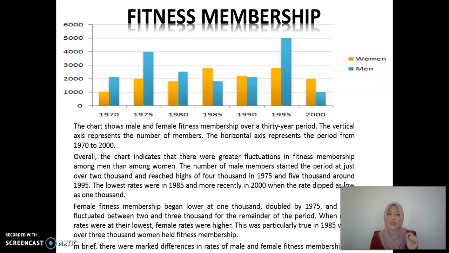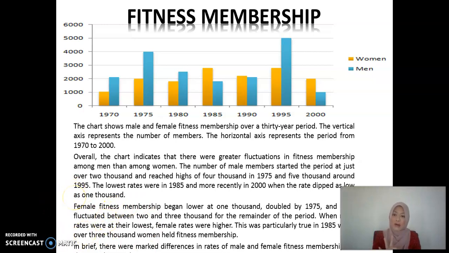Spot the trend words utilized here: greater fluctuation. You also have reach highs. You also have lowest rates, rate dip. So these particular trend words are utilized in order to describe the pattern in men's fitness membership. So the second paragraph is the body paragraph.